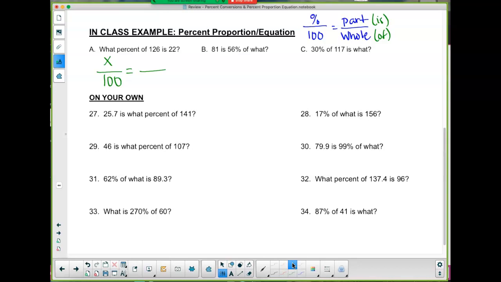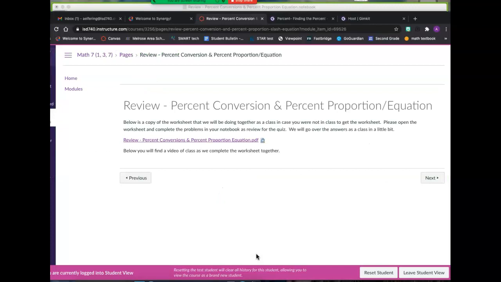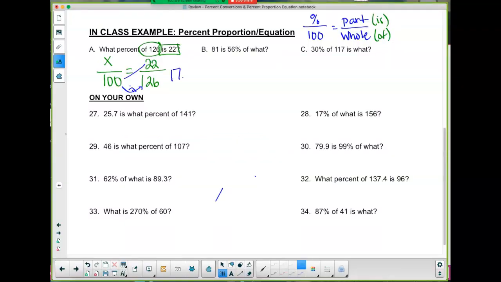It says of 126. Because it says of 126, where should I put the 126? Tyler? On the bottom. Because of goes on the bottom. Is 22, is goes on the top. And then we solve it. We're going to round to the nearest tenth, so 1 decimal place. Meaning we multiply 22 times 10, divide by 126, and you got what, Tyler? Okay, so we should get 17.5% because that one was a percent.